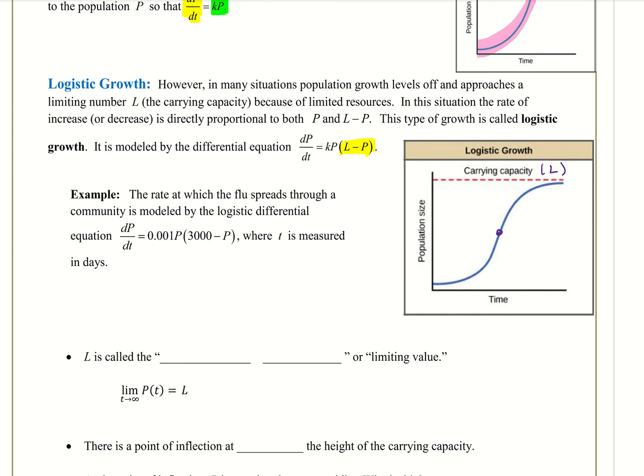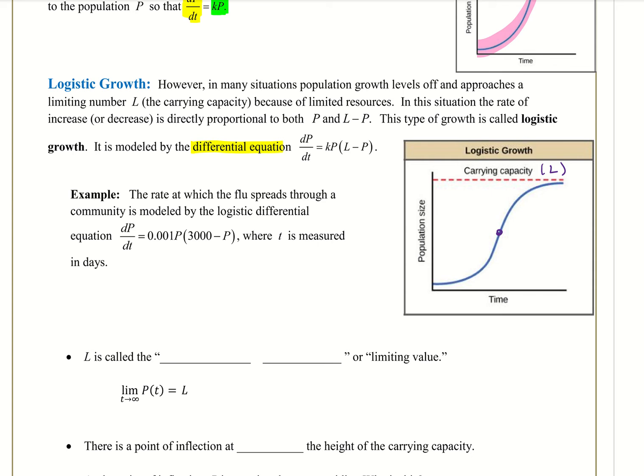So here's an example. The rate at which flu spreads through a community can be modeled by this logistic growth differential equation. Now, this is the differential equation. When we're looking at logistic growth, most of the time we're looking at its differential equation, not the equation of P, the function, which is kind of interesting. But the derivative, the differential equation, is going to be more useful. So this is usually what we look at.